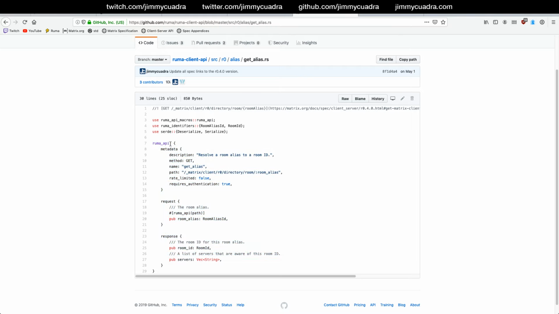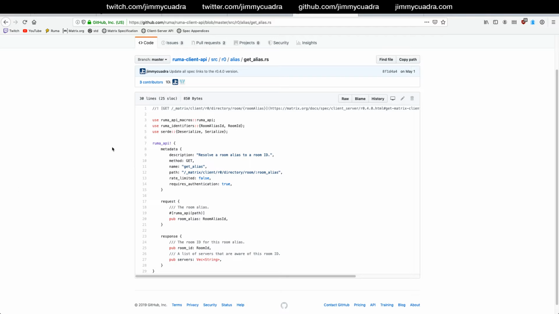This bang right here, the Ruma API with the exclamation point, is invoking a procedural macro. So this is going to generate a whole bunch of procedural code at compile time. Based on this declarative definition of what the API endpoint accepts as input and what it provides as output, it will generate the necessary endpoint data to be plugged into Ruma Client, so we can use just a generic HTTP client to make requests and get responses from these API endpoints.